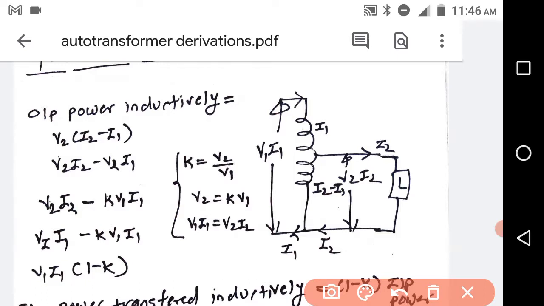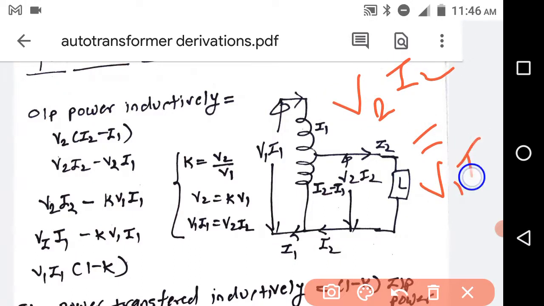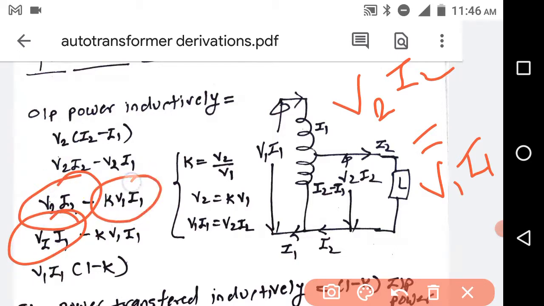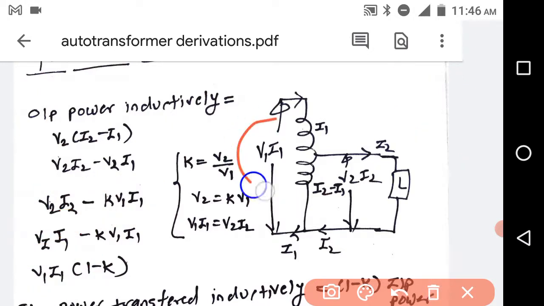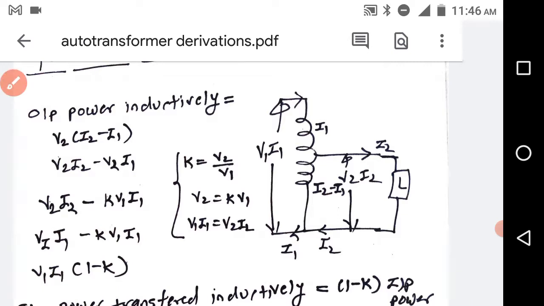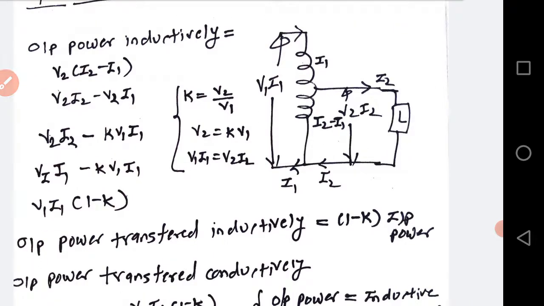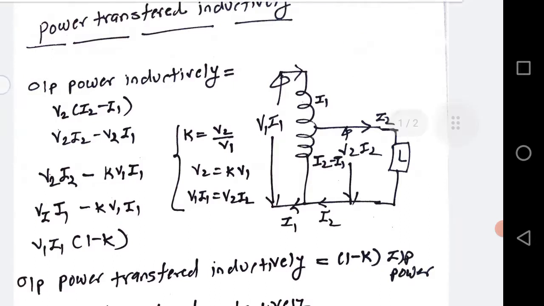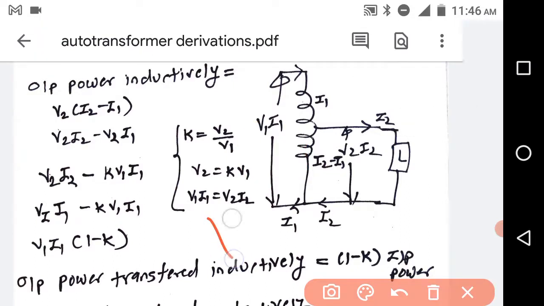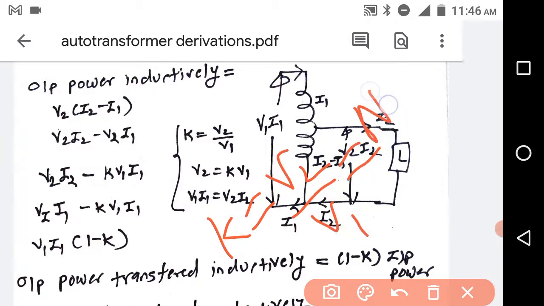So if you consider no losses, then V2 I2 is equal to V1 I1. So V2 I2 is written as V1 I1, then minus K V1 I1. So it is V1 I1 (1 minus K). What is V1 I1? It is the input power. So inductive output power is input power multiplied by (1 minus K). What is K? K is a transformation ratio. So K is equal to V2 by V1 equal to N2 by N1 equal to I1 by I2.